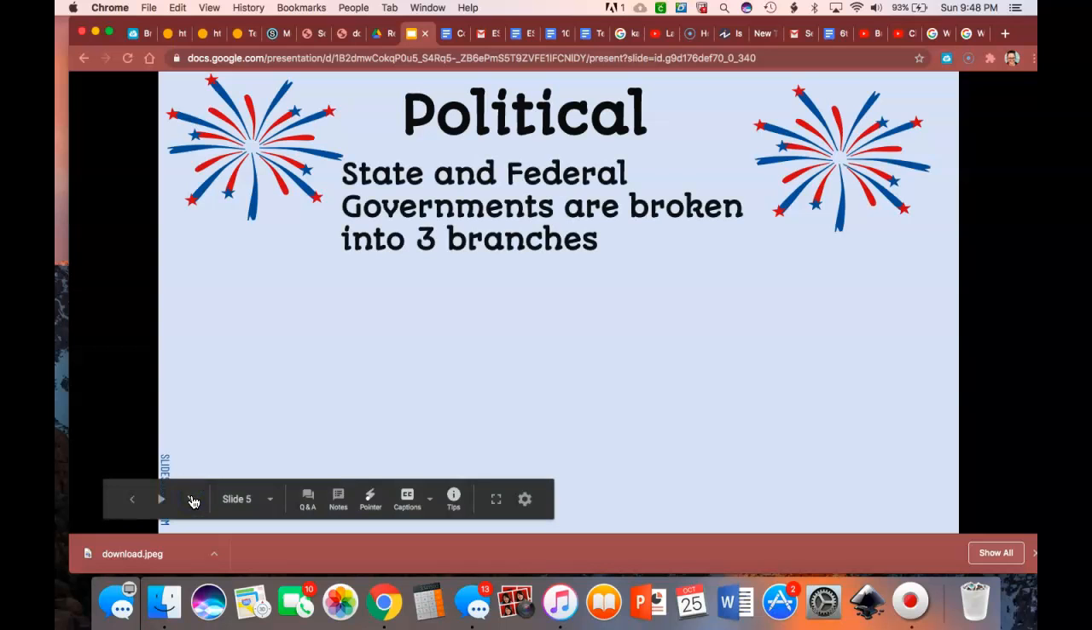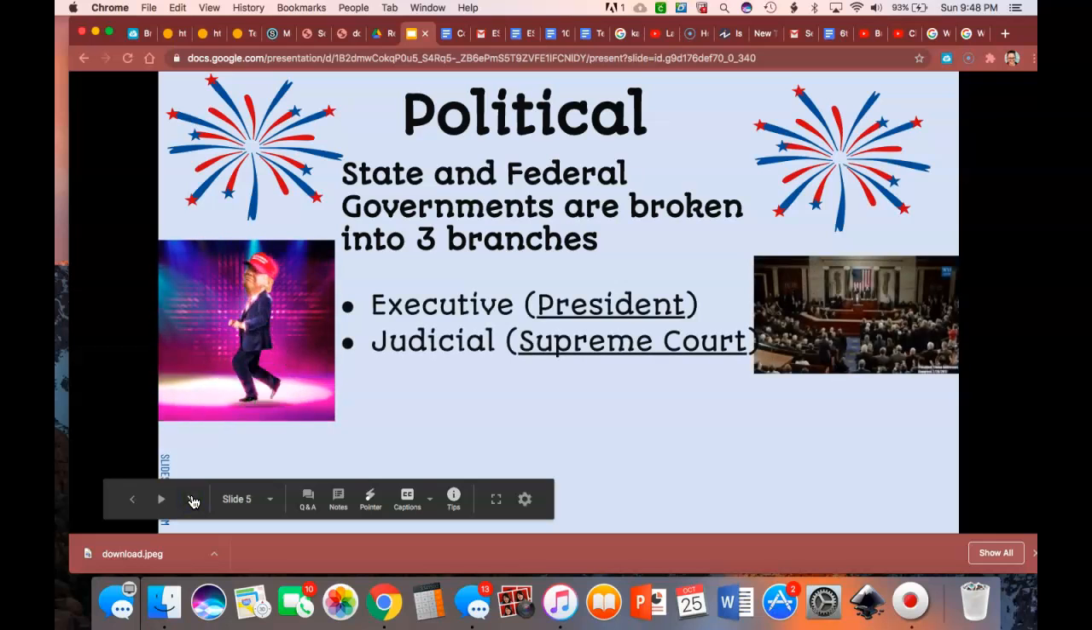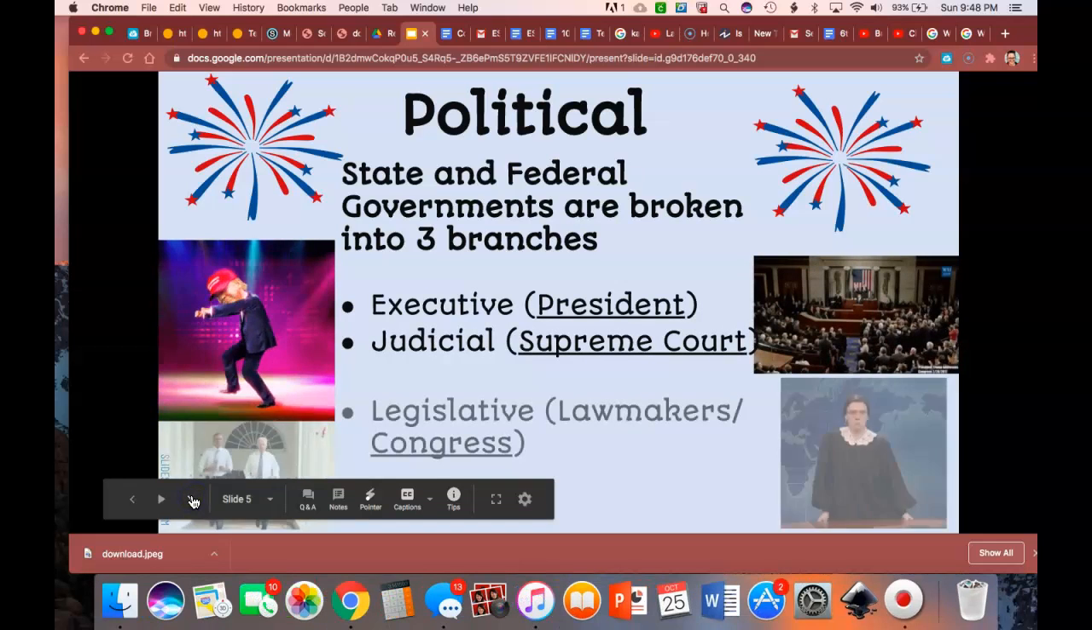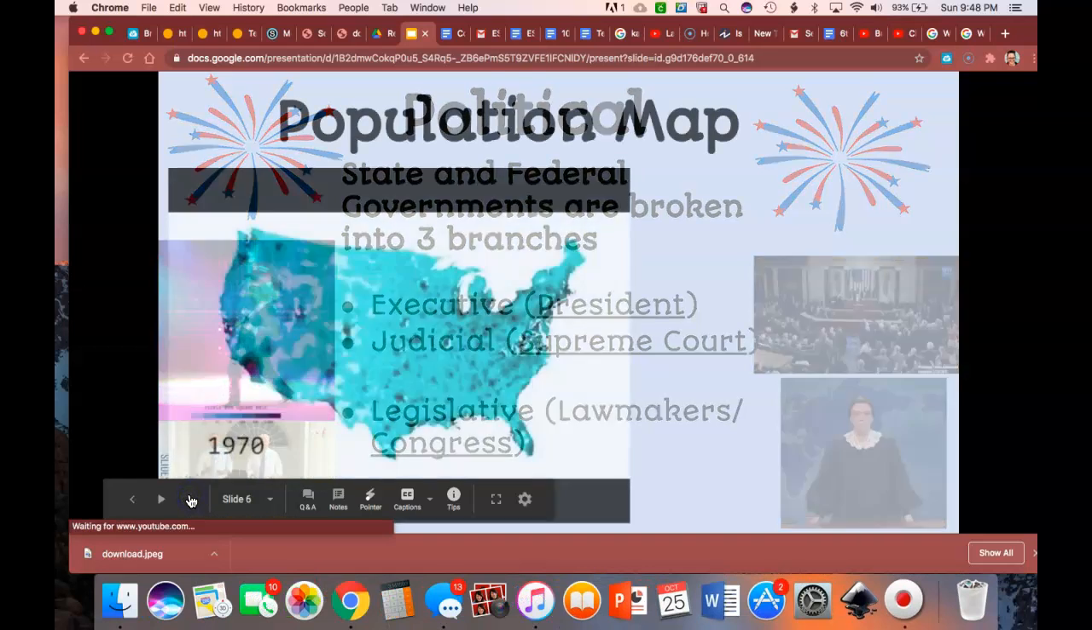State and federal governments are broken into 3 branches: executive, which is the president; judicial, which is the Supreme Court; legislative, which is the lawmakers in Congress.